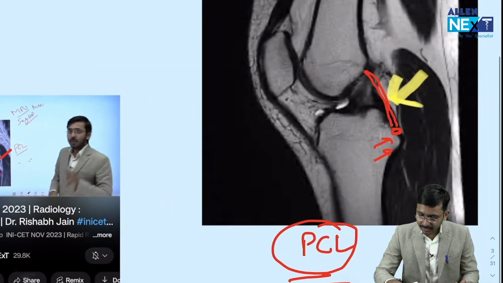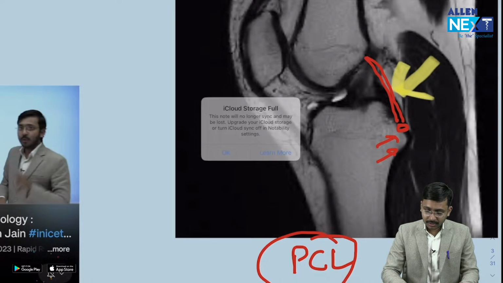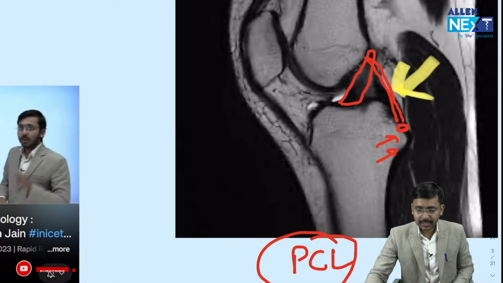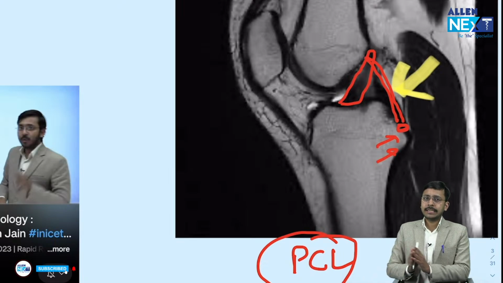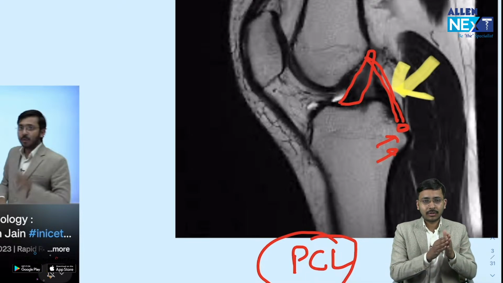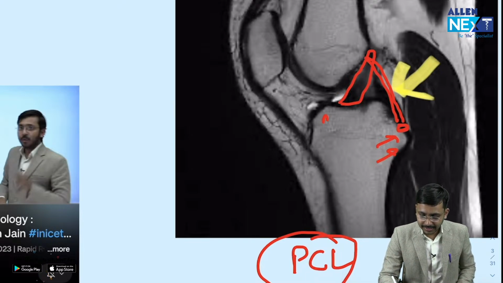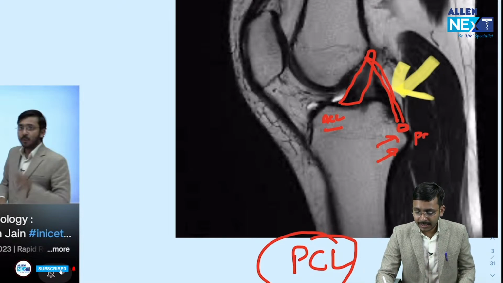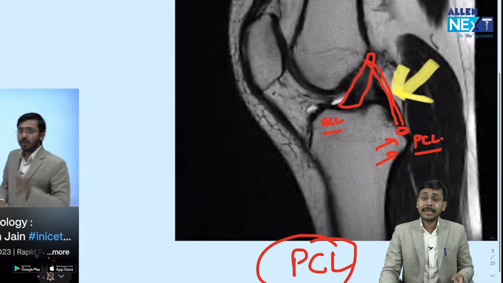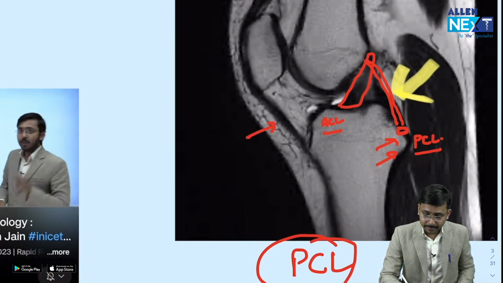Now, in this image, I want to show you another ligament, which is the anterior cruciate ligament. Anterior and posterior cruciate ligament, how do you differentiate on an MRI? You see the insertion on the tibia. If it's inserting anteriorly, it is ACL. If it's inserting posteriorly, it is PCL. Now, where will the patellar tendon be? So, this will be the patellar tendon.